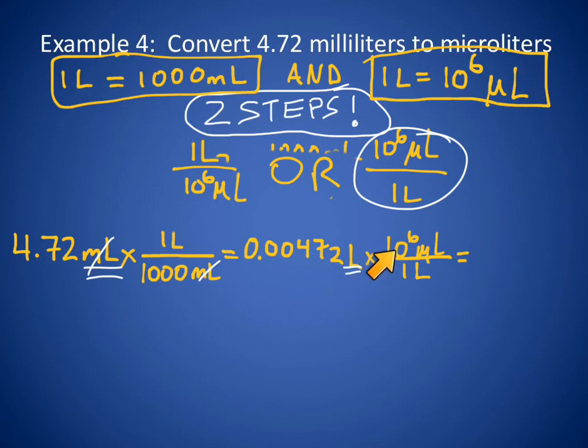0.00472 times 1,000,000, 10 to the power of 6. And then divide that number by 1. 4,720.